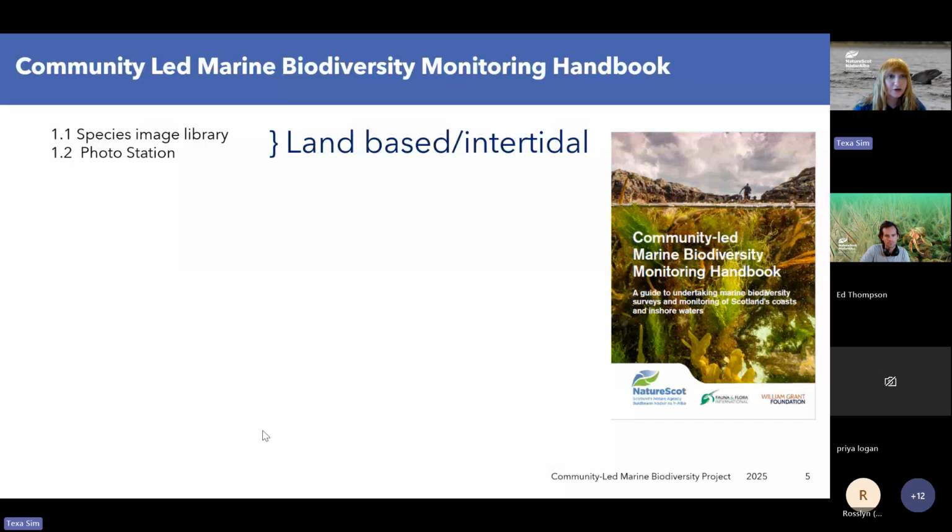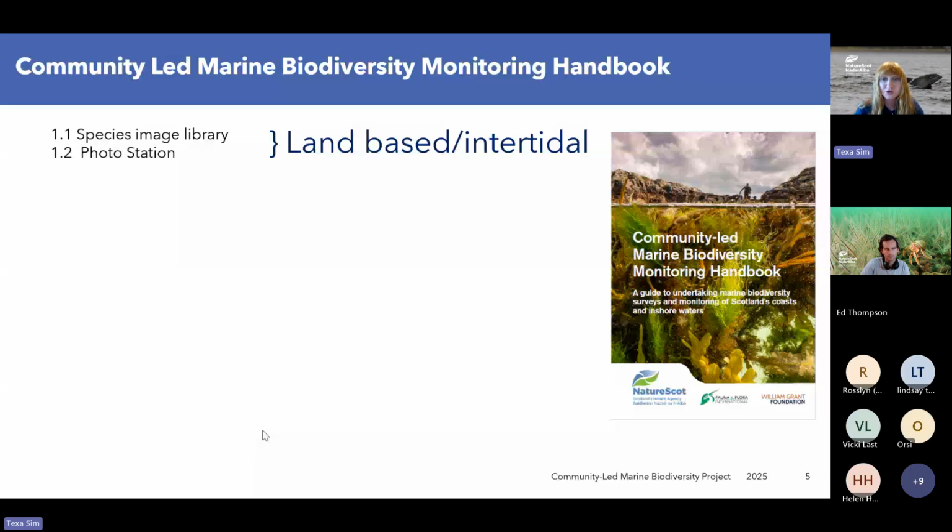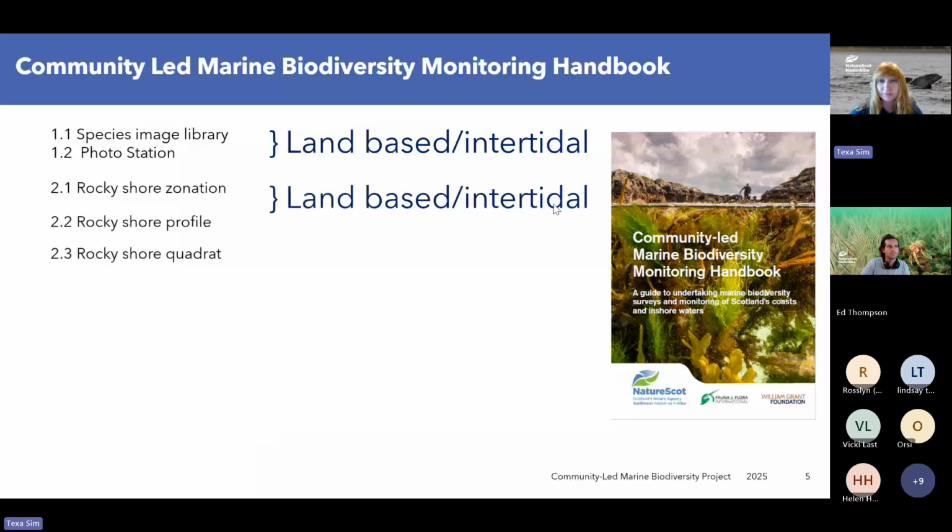Moving on to category 2s, which are looking at the rocky shore area. So we've got rocky shore zonation, which is basically looking at how species are zoned through the shore as the shore moves from the high to the low. It helps you group different species into these different zones. And it basically allows you to document exactly the location of each zone on your shoreline.